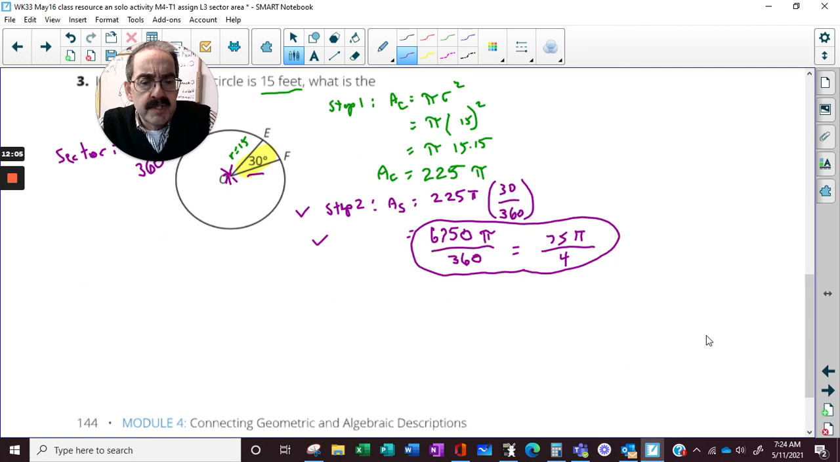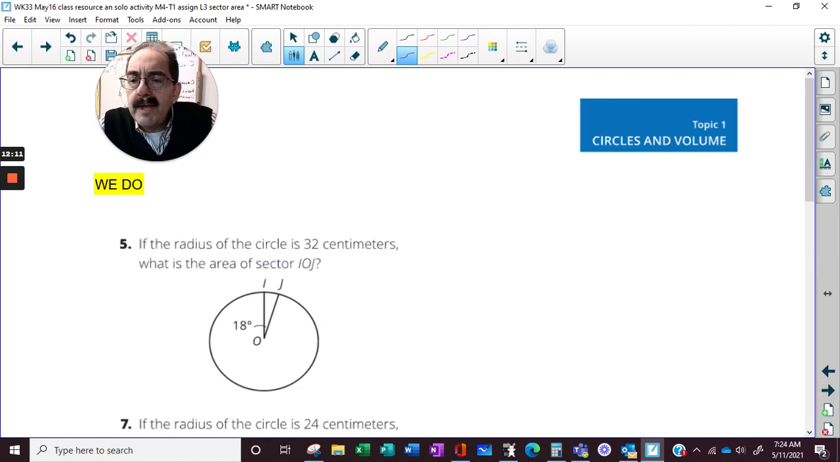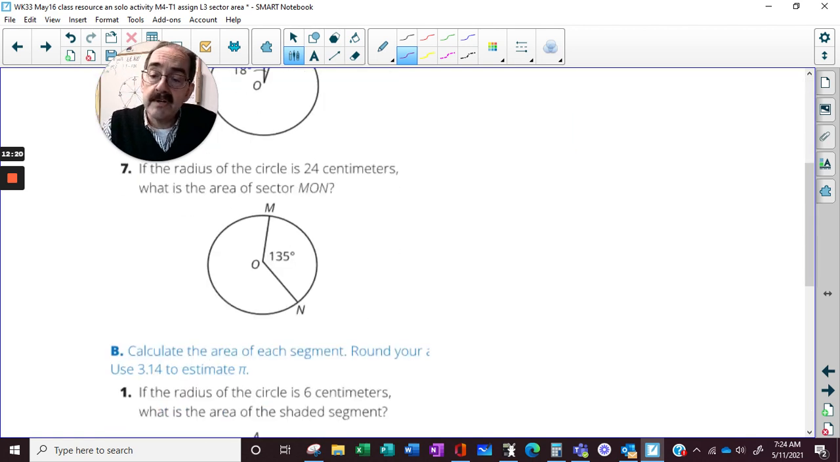Let's go to the next page. If the radius of the circle is 32, what is the area of the sector? If the radius is 24, what's the area of the sector?